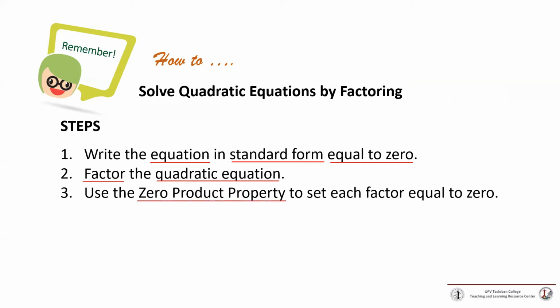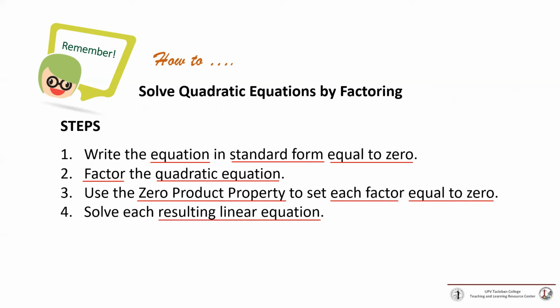Number 3, use the zero product property to set each factor equal to 0. And number 4, solve each resulting linear equation. We expect that the given is a quadratic equation, but it will become linear later, because by factoring the quadratic equation, we can come up with linear expressions. Then using the zero product property, we can solve the resulting linear equations.